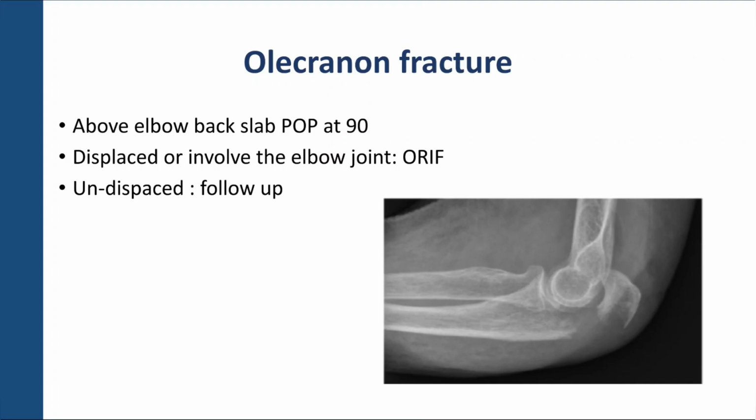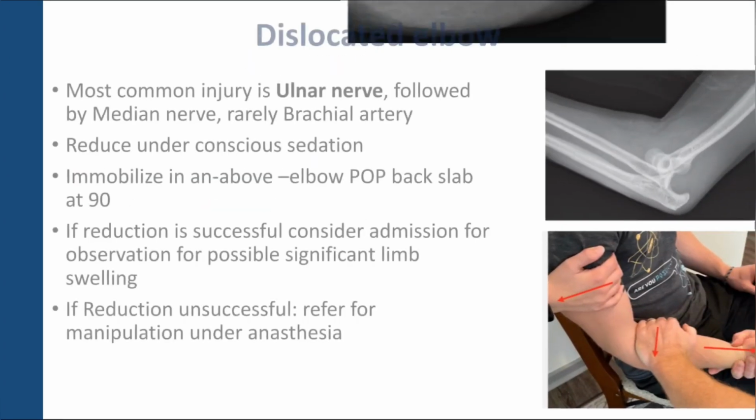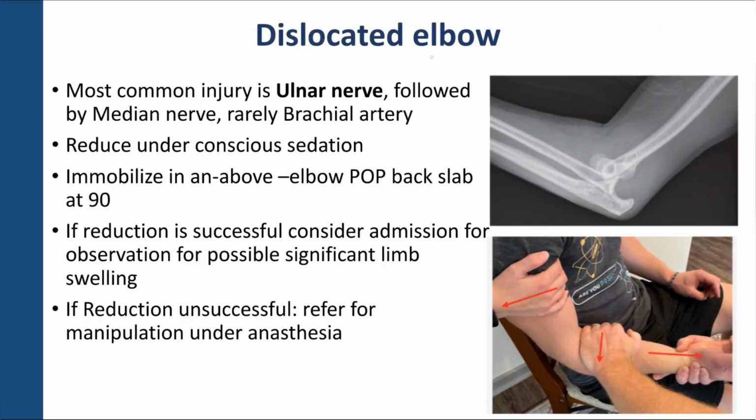Olecranon fractures. With an olecranon fracture, you have to do an above elbow back slab at 90 degrees. If it is displaced or involving the elbow joint and has multiple fragments, you have to do open reduction and internal fixation. Send the patient to orthopedics. If it is undisplaced, just follow up in the fracture clinic with the orthopedician.